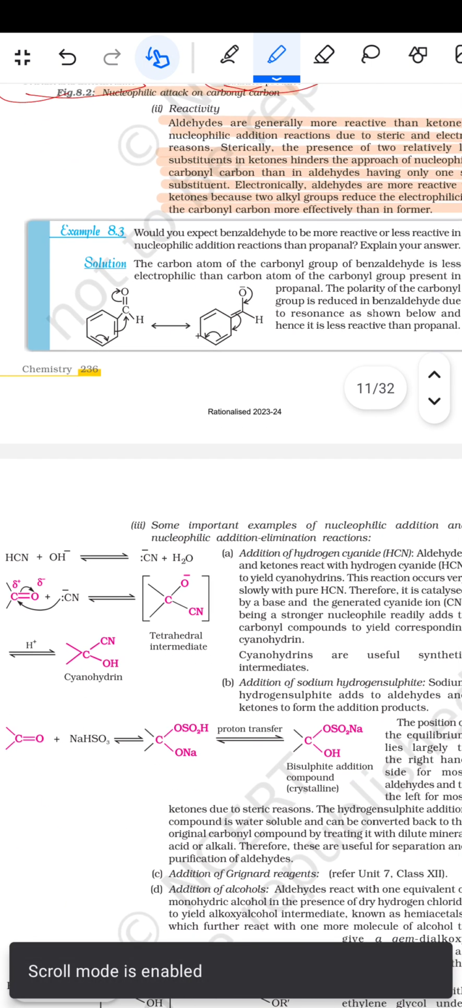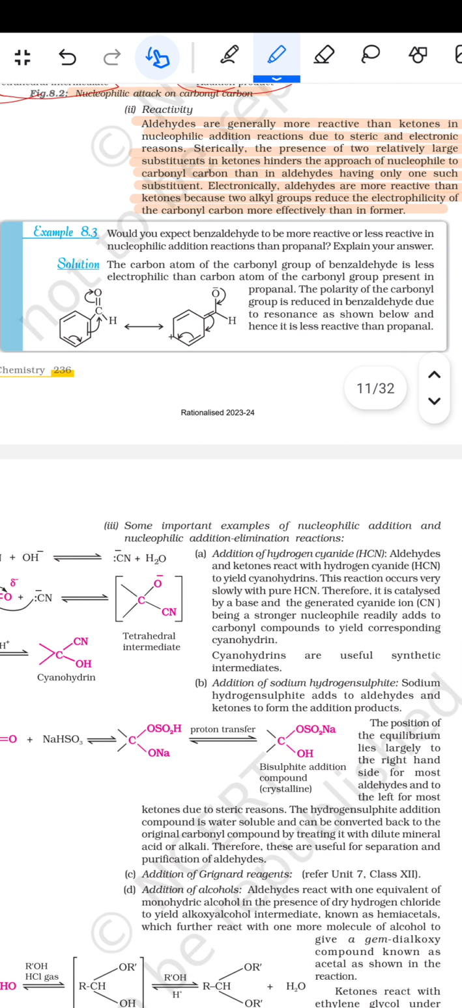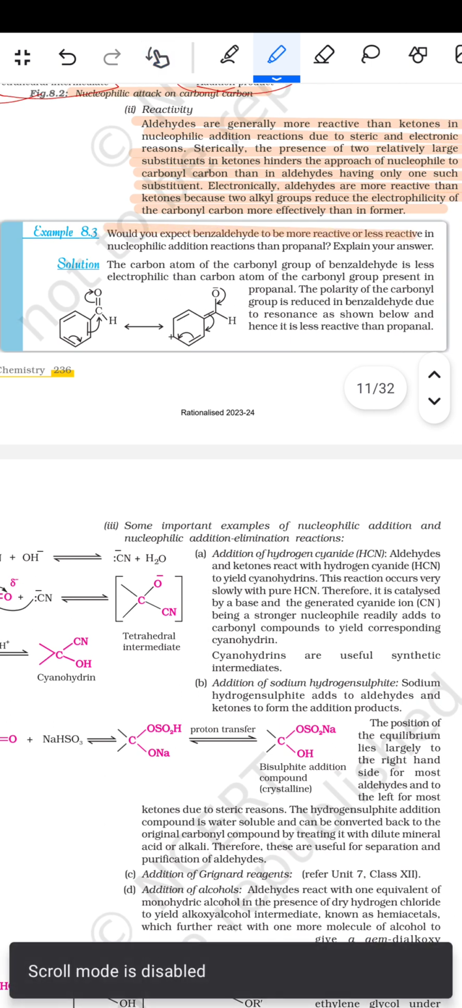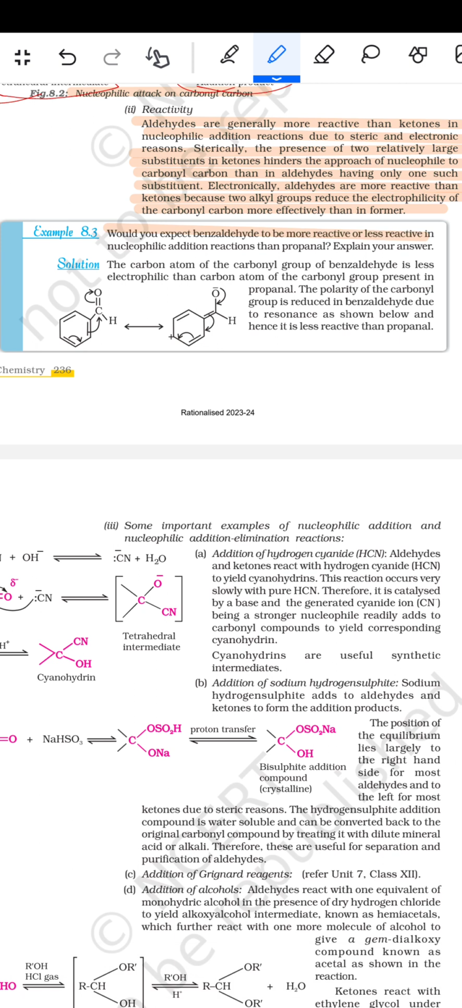उसके बाद फिर आता है कि what would you expect benzaldehyde to be more reactive or less reactive in the nucleophilic addition reaction than the propanal? Explain your answer. The carbon atom of the carbonyl group of the benzaldehyde is less electrophilic than the carbon atom of the carbonyl group present in the propanal. The polarity of the carbonyl group is reduced in the benzaldehyde due to the resonance as shown below, and hence it is less reactive than the propanal.